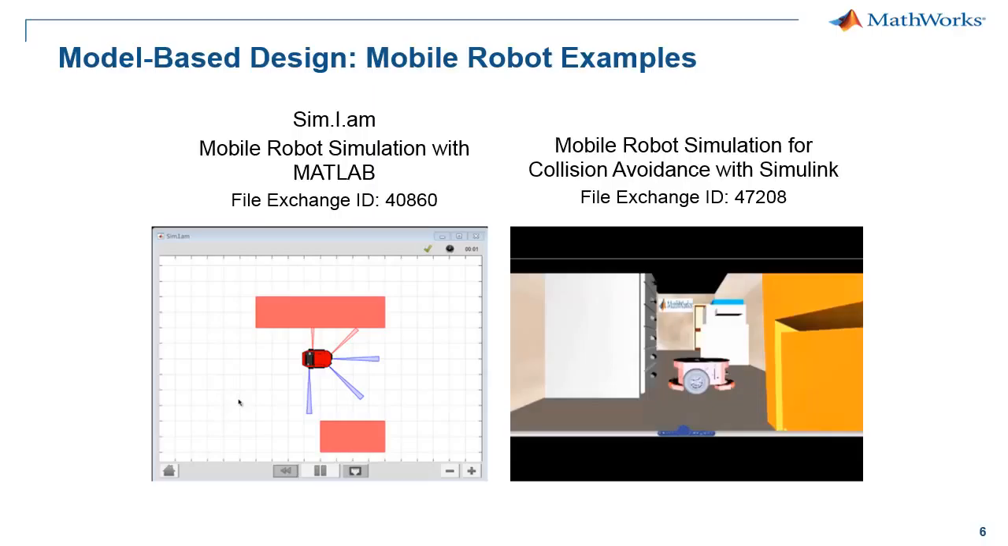Here are 2 examples of mobile robot simulations that can be used in model-based design. These simulations can be found on the MathWorks file exchange. Both simulations model the environment, vehicle's dynamics, and sensors. The user is then able to work on various path planning controllers rapidly in simulation.